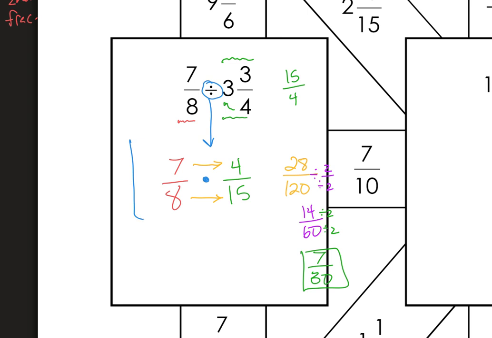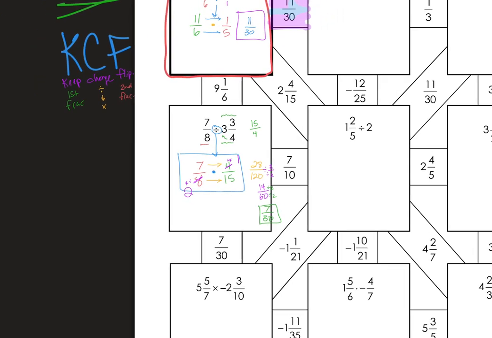But if you're feeling confident, you could say, hey, look, right here, 4 and 8 are both divisible by 4. And I would get 2 here and 1 here. And guess what? 7 times 1 is 7. 2 times 15 is 30. It's just when you have to reduce, it means you could have reduced here. You don't always see it, and that's okay. But that is the case.